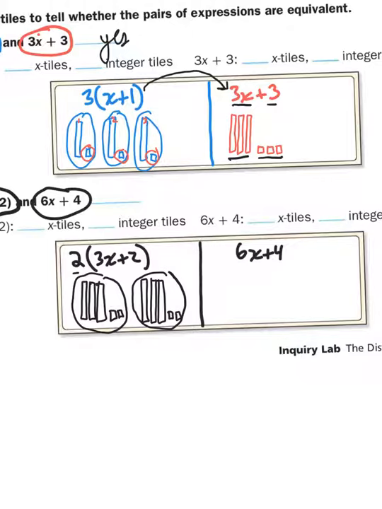All right, so let me switch here. I'm going to start over here by regrouping my 3x's and 3x's together to get 6x's. So I'm just putting all of my x tiles next to each other. Okay, see my 6x's, 6x. And then I'm going to take my 1's. There's 2 and 2, which is 4. I'm going to group those together. So I have 6x plus 4. So guess what? That means yes, they are equivalent.